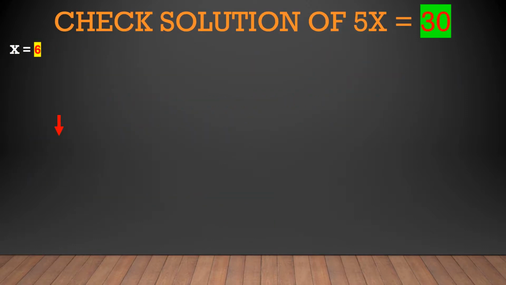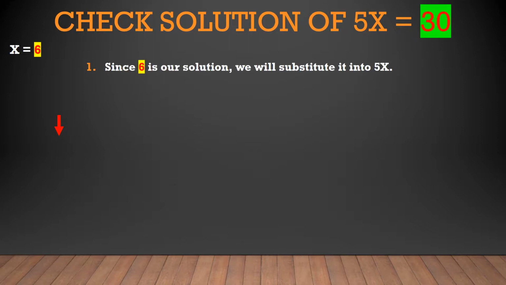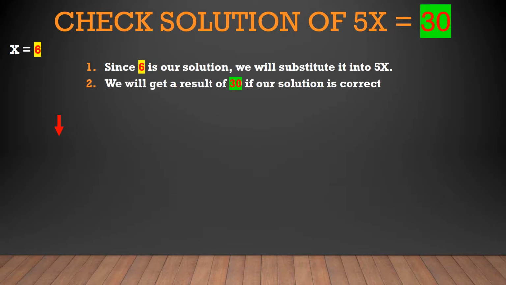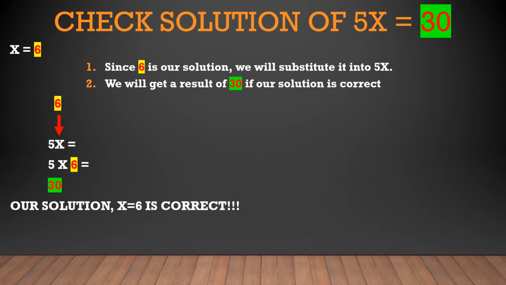All right, so we got a solution of x equals 6 for our problem, but we want to check to make sure it's correct. So we're going to take that 6 and substitute it into 5x. And when we do that, if we're correct, we should get a result of 30, because we said that 5x should be equal to 30. So here's my 6. There's my 5x. I'm going to substitute it in. So remember, 5x means 5 times x. And so when I put that 6 in, what I get is 5 times 6. And 5 times 6 is actually equal to 30. So yay, our solution x equals 6 has to be correct because we got 30, and that's what we should get.